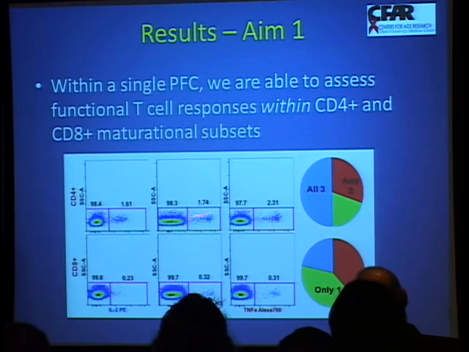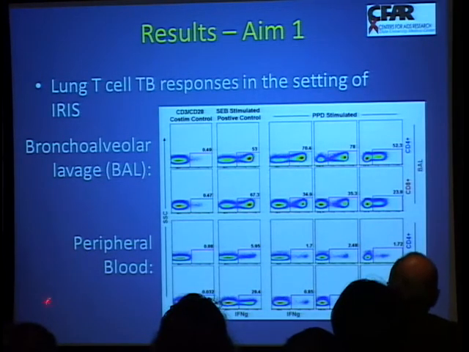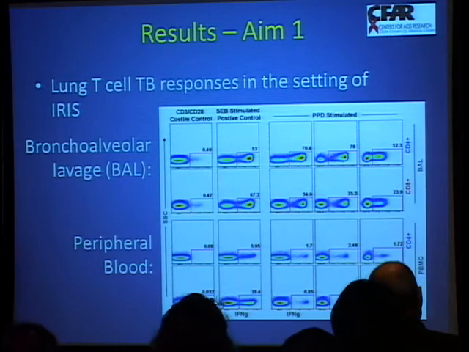where we can then do SPICE figures and look at these, and not only that, but across subsets, I should say, the subsets that were mentioned earlier, such as central memory, effector memory, and effector cells. And so we also have CD27 and CD57 in the panel, and we can subset this out as well. And I hope to actually correlate this work with some of the other work I've been doing specifically on IRIS and doing bronchoscopies and looking at the immune response within the lung compartment.